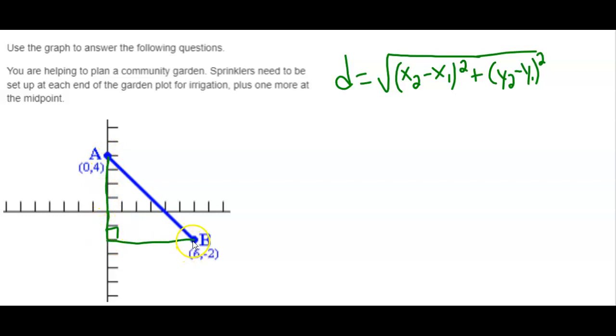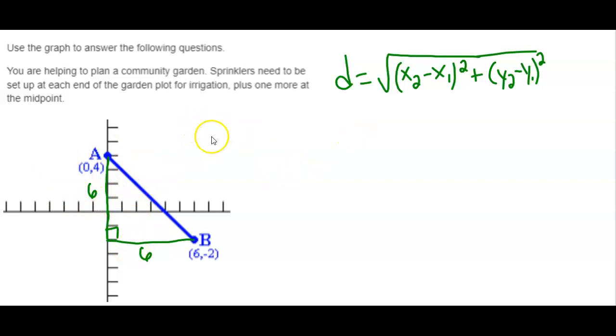So, in this example, we could count the spaces. We go 1, 2, 3, 4, 5, 6 spaces over. And then we go from -2 up to +4. So we go 6 spaces up. But you could just look at your ordered pairs and you could use those values to figure it out.